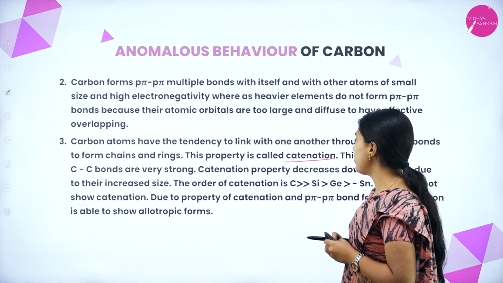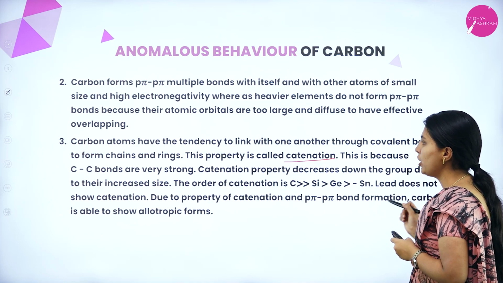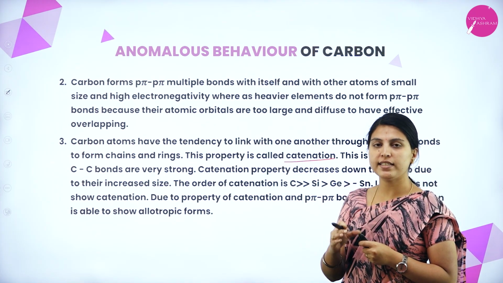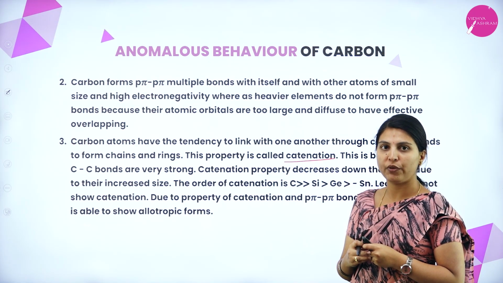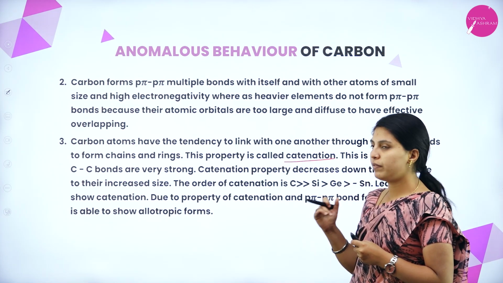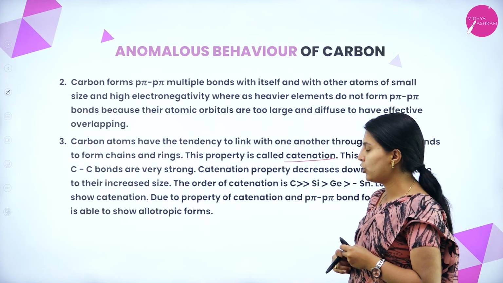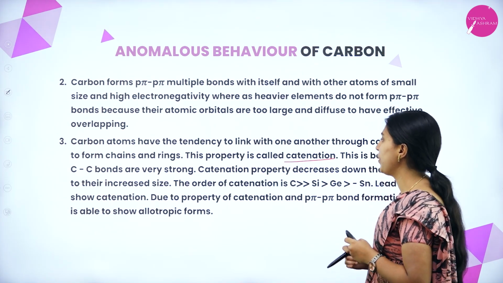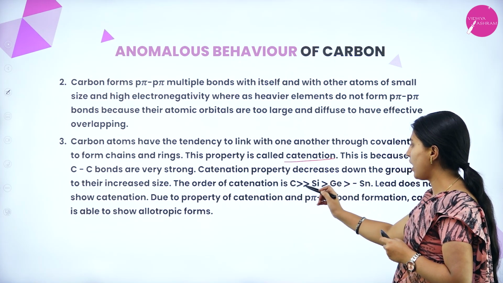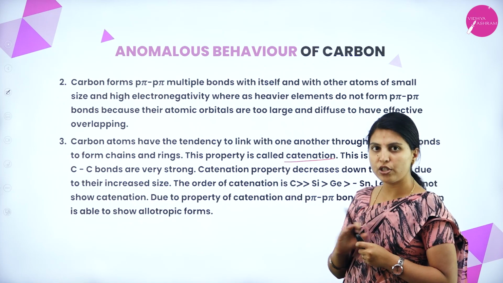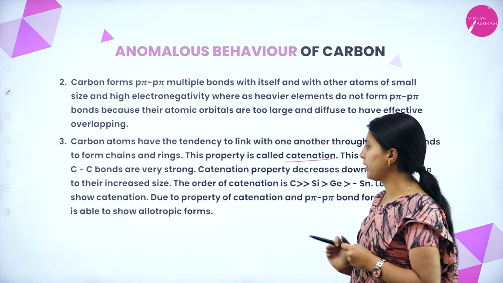Catenation property decreases down the group due to increased size. Because carbon has a very small size, this catenation property can be exhibited very nicely. But as we go down the group in the periodic table, this catenation property decreases due to the increased size. The order of catenation is carbon first, next silicon, germanium and tin. Lead does not show any catenation property.